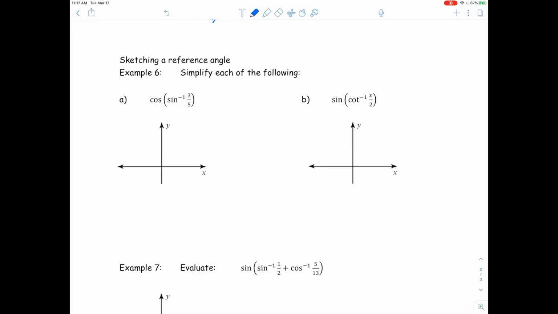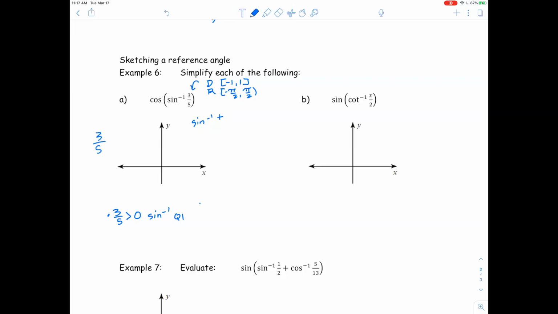Cosine of sine inverse of 3/5. So the first thing I have to remember is what is the domain of my sine inverse, and that's between -1 and 1. And the range of my sine inverse is between -π/2 and π/2. Okay, so we know sine inverse is positive up here and sine inverse is negative down here in quadrant 4. And since 3/5 is greater than 0, we are looking for sine inverse in quadrant 1. So when we draw a reference triangle, that's where we're going to draw that triangle.